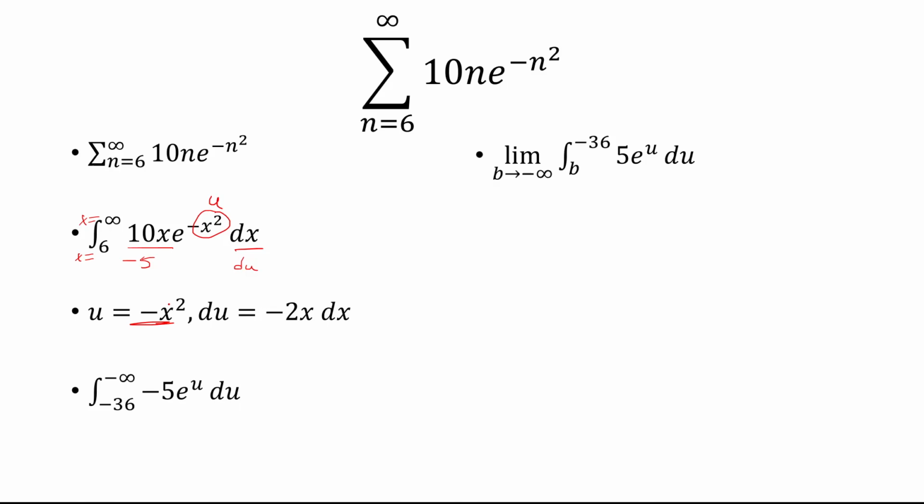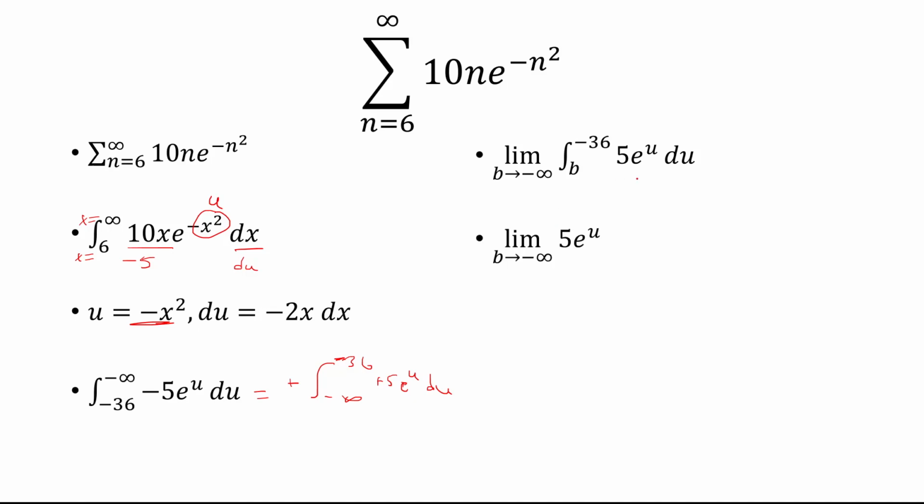So now I can flip it. So this will be negative, from negative infinity to negative 36, of negative 5 e to the u du. But the two negatives here will become positive, so that's why I have positive 5 e to the u. And then we need a limit because we're going to infinity. This is an improper integral.